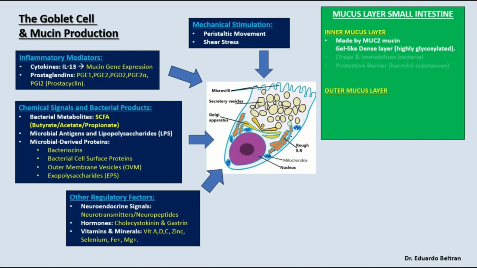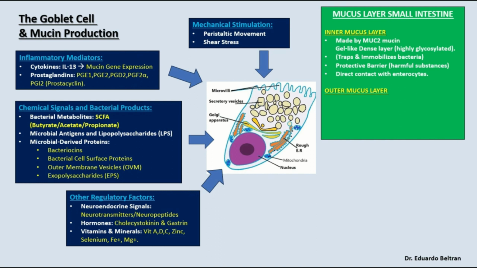jello-like dense layer, right? And one of the reasons why it's like that is because it acts as an area which is going to basically trap bacteria, and it's going to immobilize bacteria so it doesn't keep on invading the enterocyte lining, and it won't continue to interact with the immune system. So it has a function as a protective barrier from harmful substances, okay? And as I just mentioned, it's in direct contact with the enterocytes.